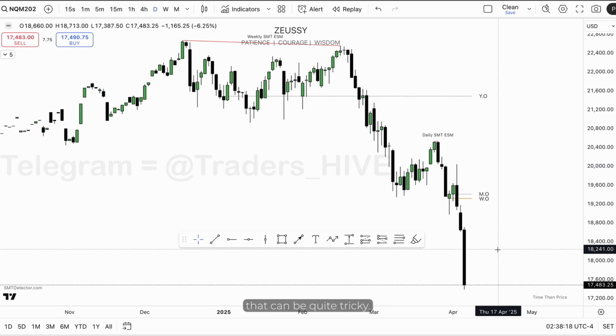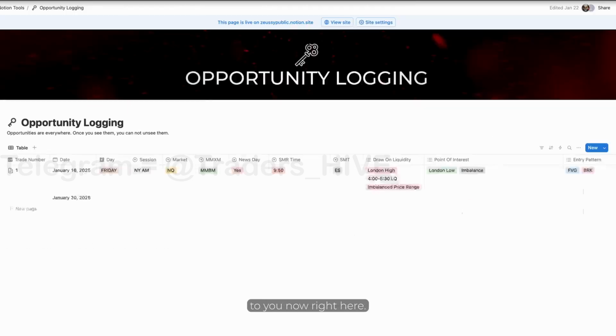However, I understand that can be quite tricky, and therefore I want to give you some examples of how you can actually go into the charts and investigate everything which I've taught so far, but also log it. Therefore, I'm going to be using the opportunity logging tool, which has been provided within my mentorship. I will share with you where you can claim access to it. You can claim access to this Notion database, which I'm going to show to you now, right here.